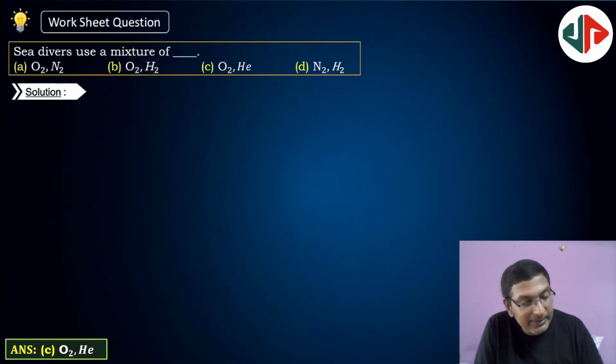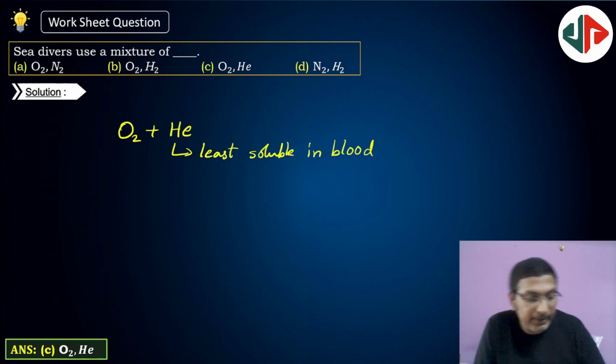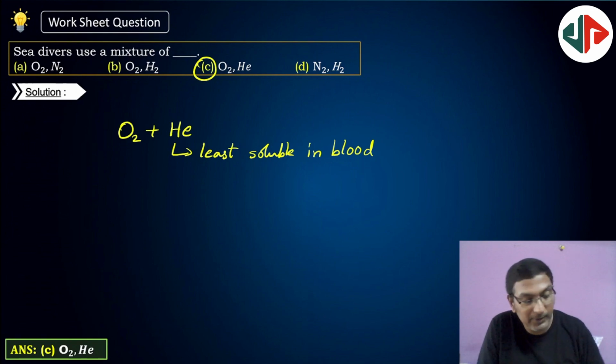So scuba divers can use a mixture of O2 and He because He is least soluble in blood. Least soluble in blood. Therefore, option C. In olden days, O2 and N2 mixture was used. So N2 is highly soluble in blood. Therefore, N2 is replaced with helium, which is least soluble in blood. Next.